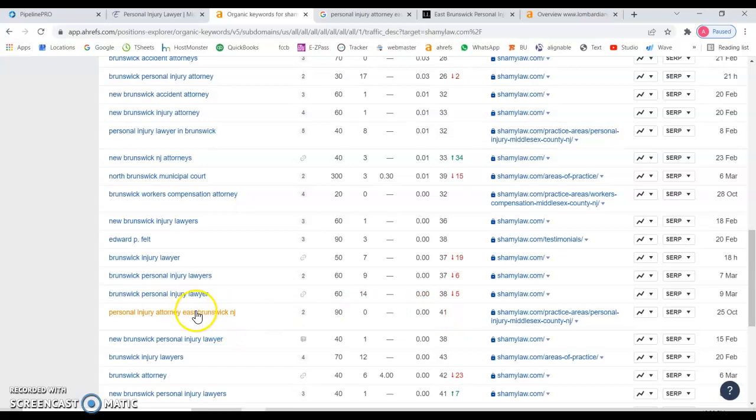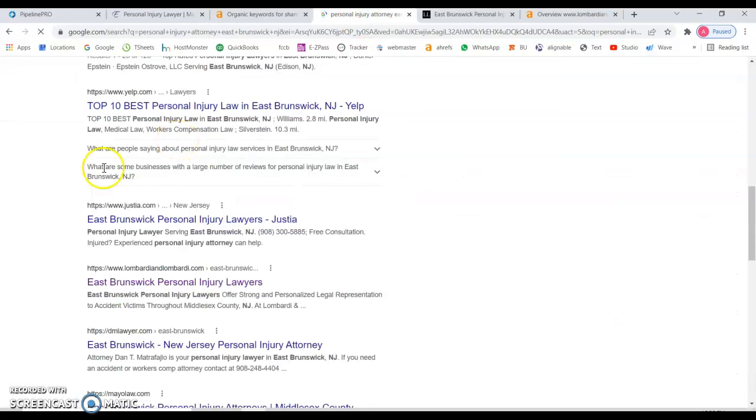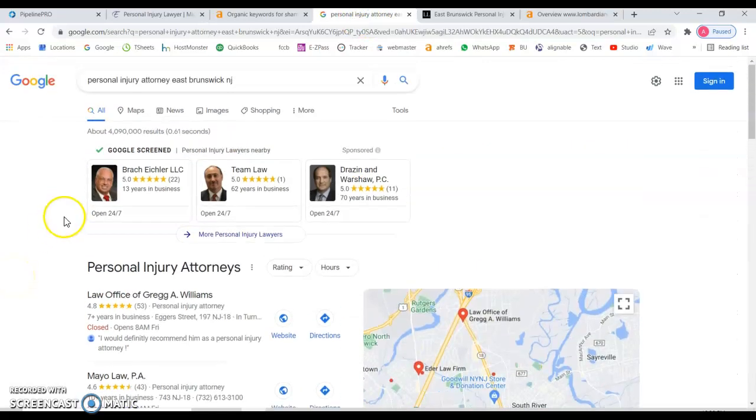So let's use an example and see what you would need so people can actually find you for this specific keyword, because there are a lot of searches, right? So if we go to Google, we type that. The first thing you're going to see over here, this is sponsored by Google. You pay to be there.